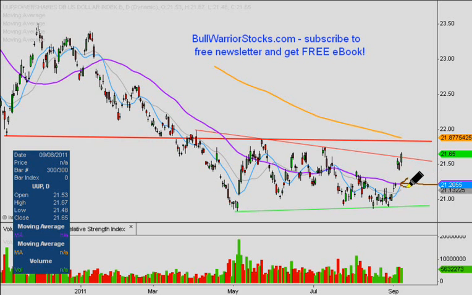In terms of supports, the support that I want to see it hold on any sort of pullback is this purple line here, which is the 50-day simple moving average. That's going to be the key level that I think is going to dictate and hopefully start to produce a strong little uptrend here if we can get this to curl upwards. So that's my thoughts right now on the US dollar. If there are any other questions on the chart, please let me know.